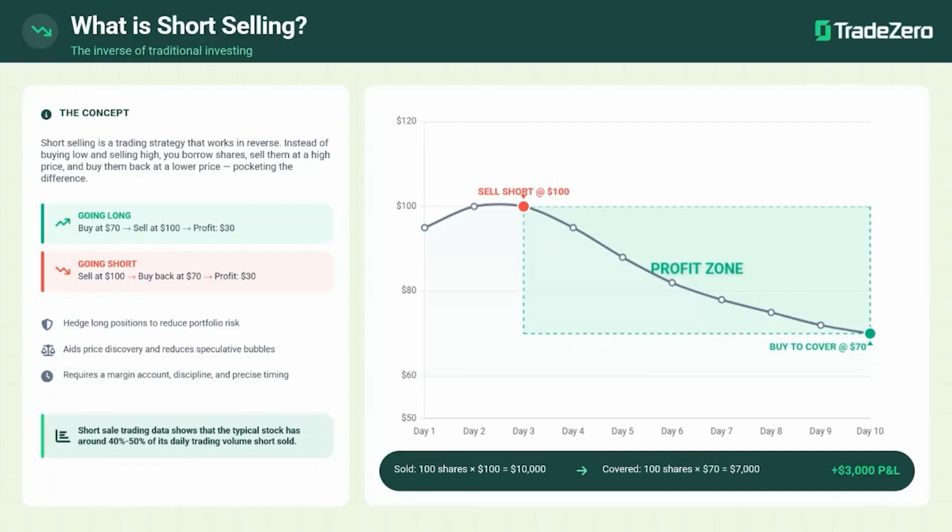This does require a margin account in order to short sell. In the US, we have a $2,000 minimum for margin, and in Canada and elsewhere, it's just $500. If we can go to the next slide.